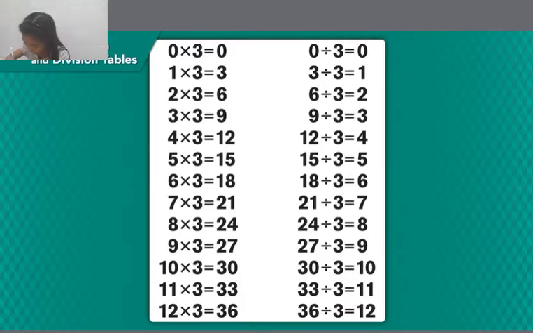12 divided by 3 equals 4. 15 divided by 3 equals 5. 18 divided by 3 equals 6. 21 divided by 3 equals 7. 24 divided by 3 equals 8. 27 divided by 3 equals 9. 30 divided by 3 equals 10. 33 divided by 3 equals 11. 36 divided by 3 equals 12.